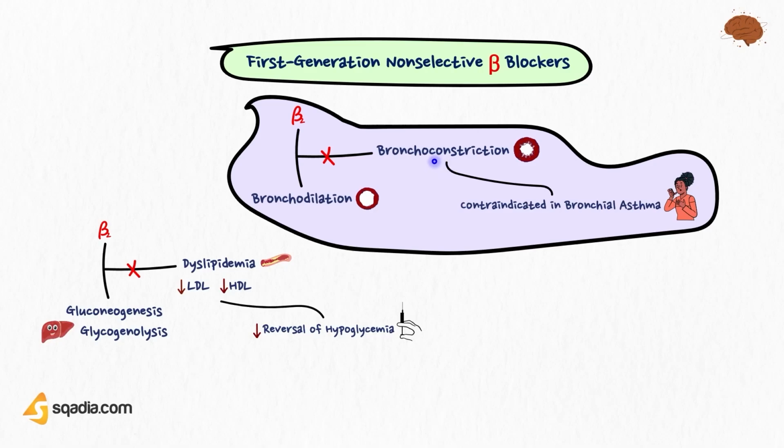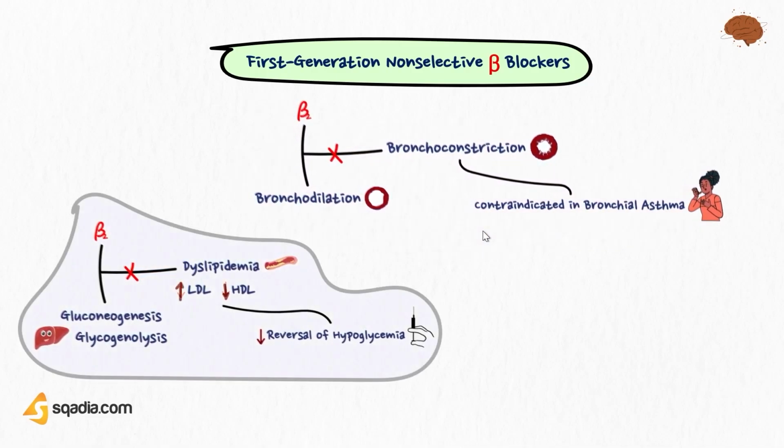Bronchoconstriction is the narrowing of the passageway of the air, so it is contraindicated in bronchial asthma patients. A very important point: in bronchial asthma patients, we don't give non-selective beta blockers because they block beta 2, bronchoconstriction happens, and the symptoms will worsen.